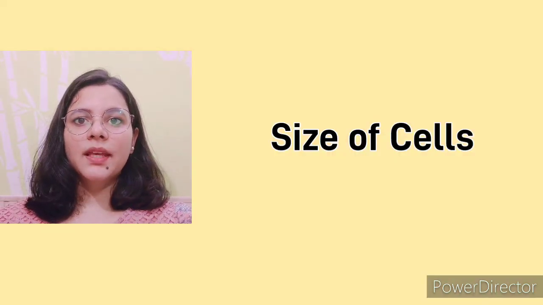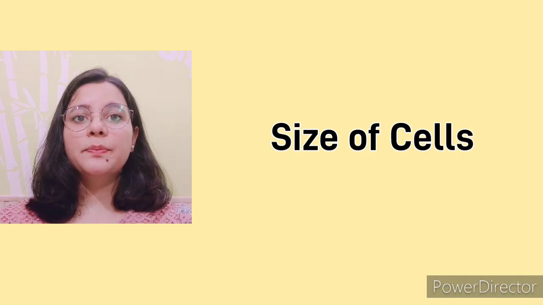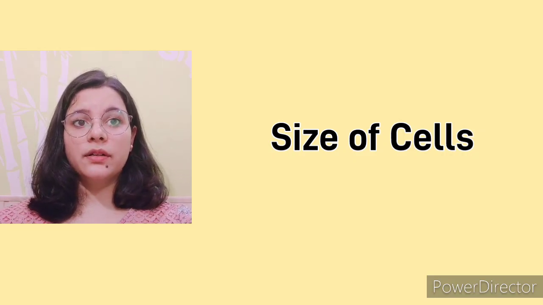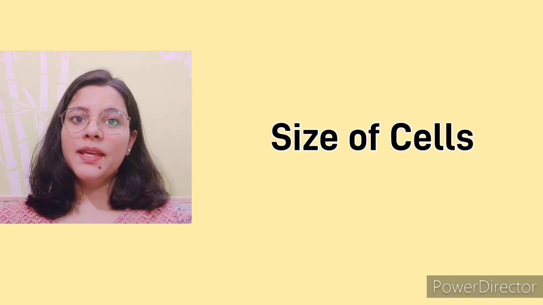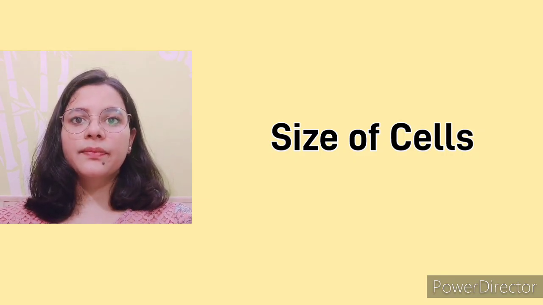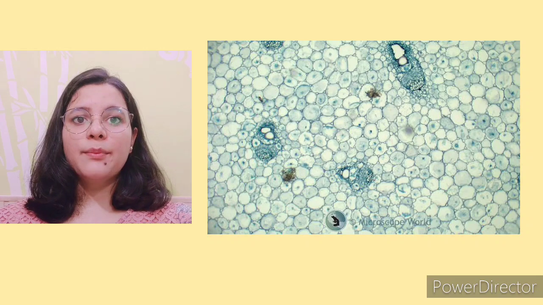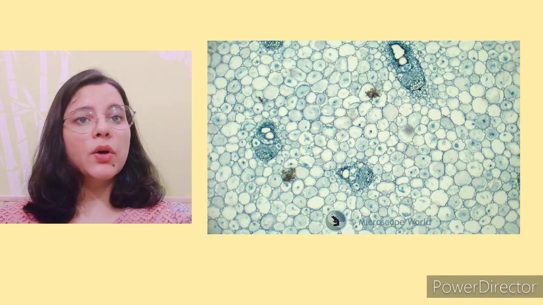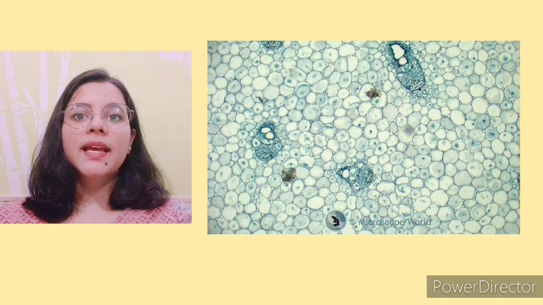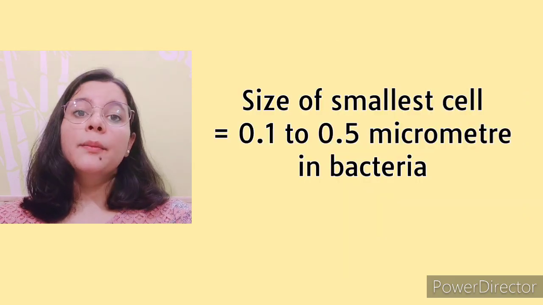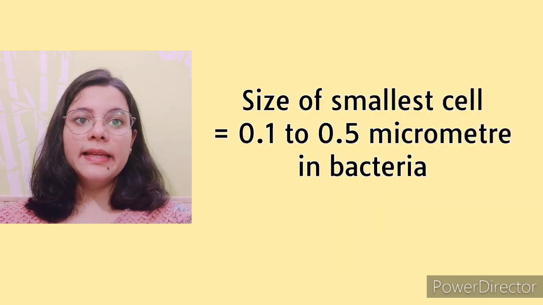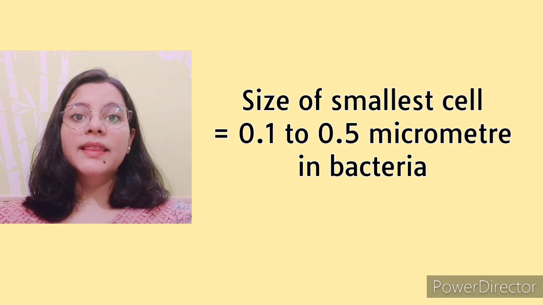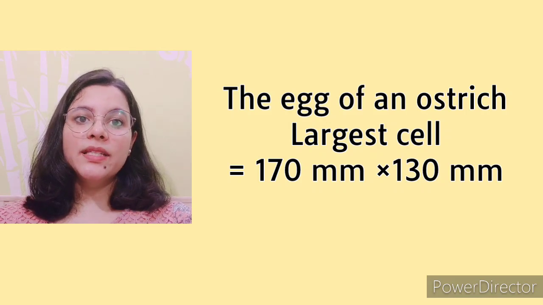Size of cells. The size of cells in living organisms may be as small as a millionth of a meter, micrometer or micron, or may be as large as a few centimeters. However, most of the cells are microscopic in size and are not visible to the naked eye. They need to be enlarged or magnified by a microscope. The smallest cell is 0.1 to 0.5 micrometer in bacteria. The largest cell, measuring 170 millimeter by 130 millimeter, is the egg of an ostrich.